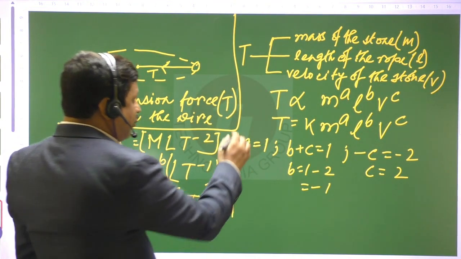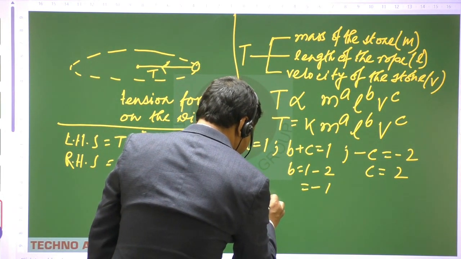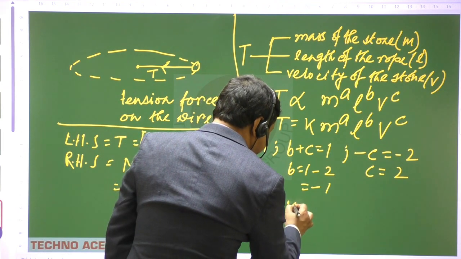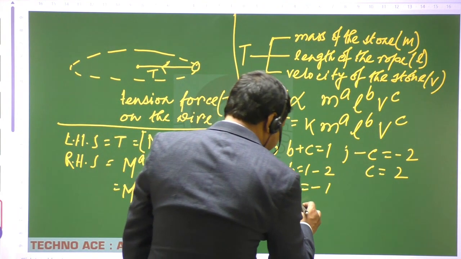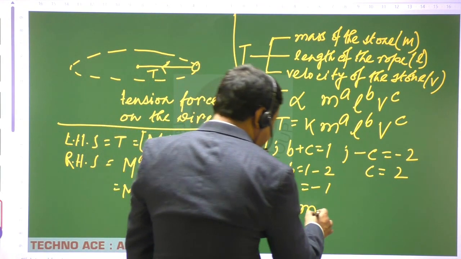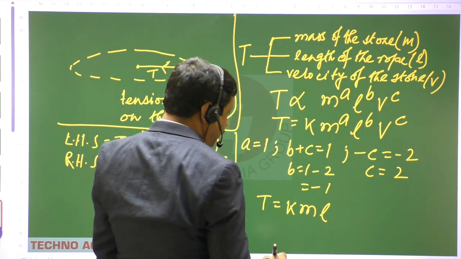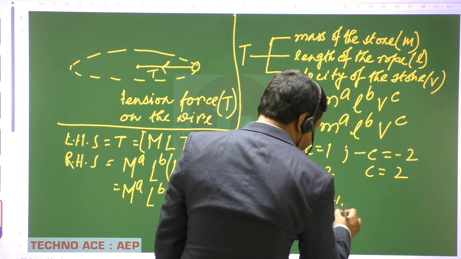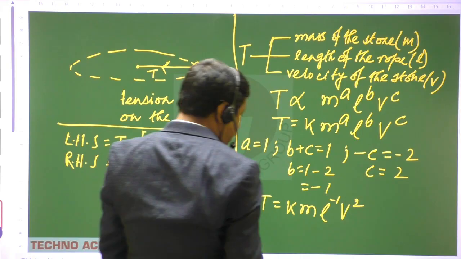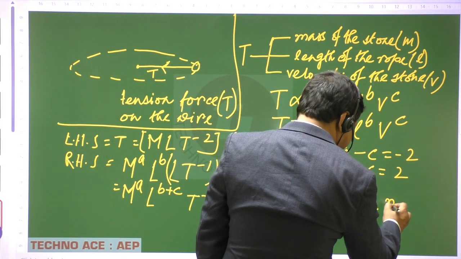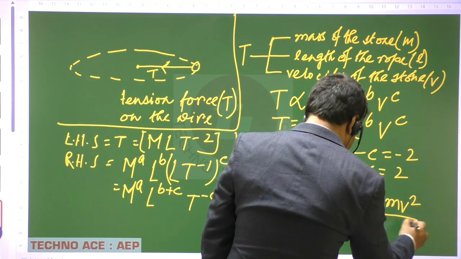If you put these values, then we make a relation between these terms, right? T equals K into m to the power 1, L to the power minus 1, and V to the power 2, right? That means K into m V square by L.